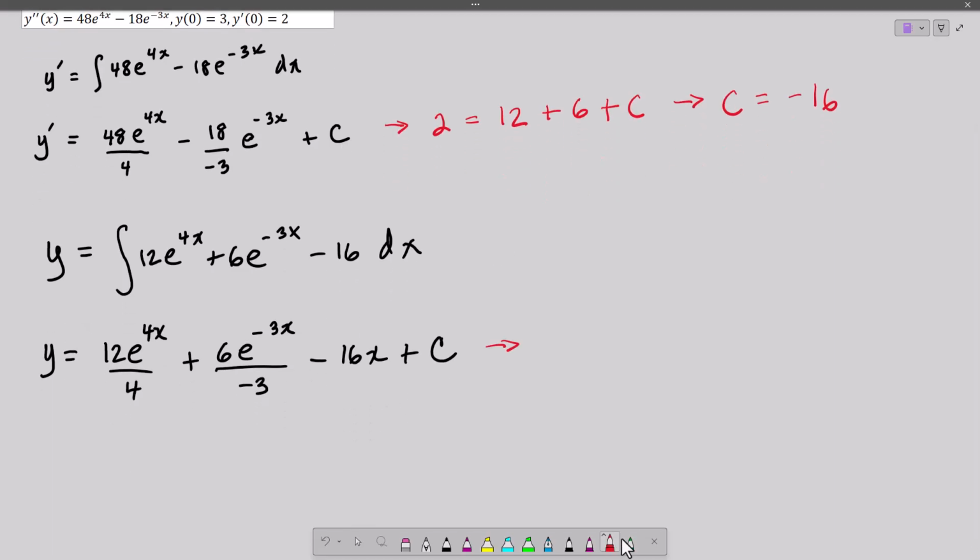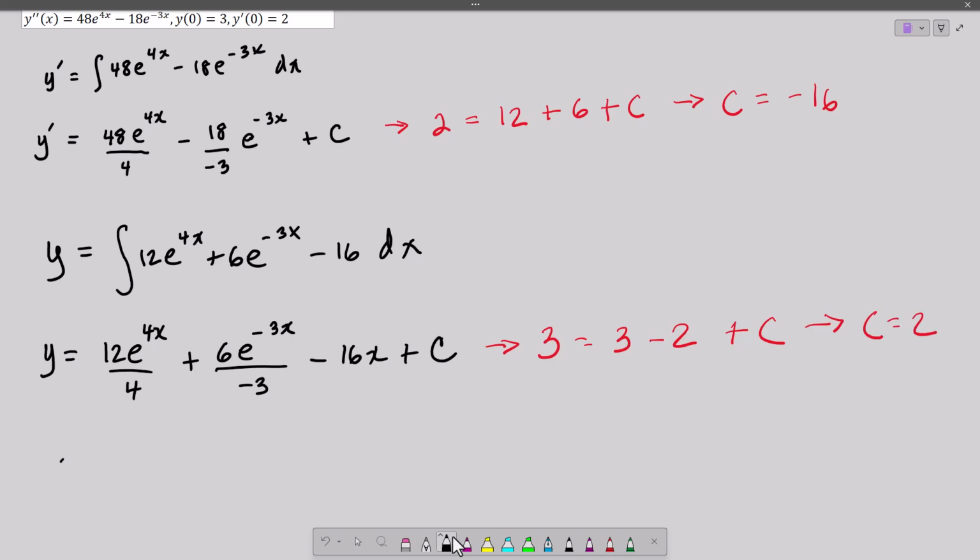This c is solved. y of 0 is 3, so y is equal to 3 when we plug in 0 for x. So we're going to plug in 0 in all these places. And when we plug in 0 for the exponential, e to the 0 is 1, so we get 12 divided by 4, which is 3. In the second term, e to the 0 once again is 1, so we get 6 divided by -3, which is -2. And then -16 times 0, and then plus c, and so we are going to get that this c is equal to 2.